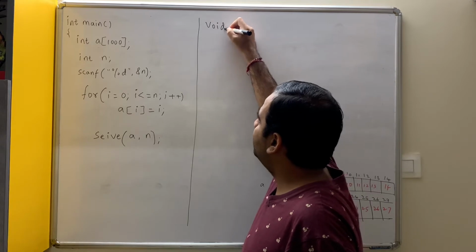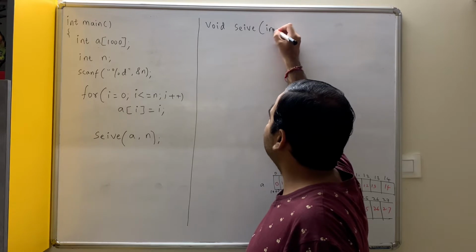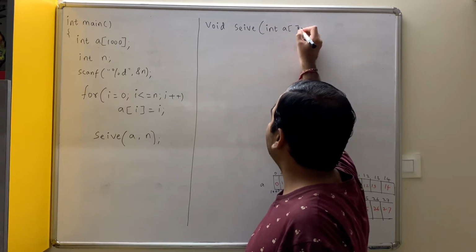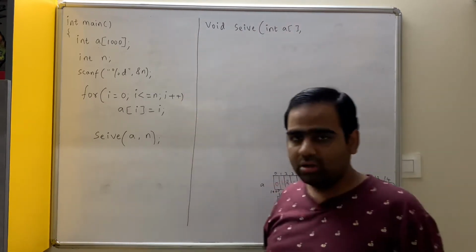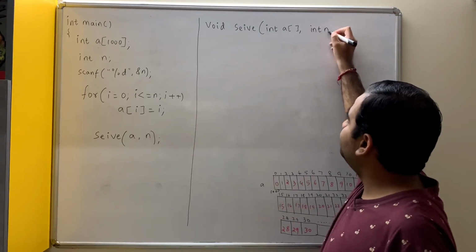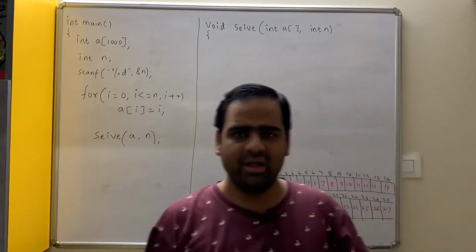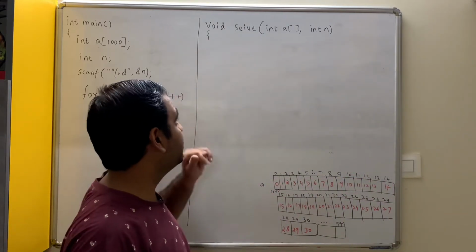I say void Sieve. What is the first parameter? Integer one dimensional array. You have to write the appropriate prototype for all the functions that we have used. And the next parameter is integer n. Is it okay till now? I hope there should not be any difficulties.